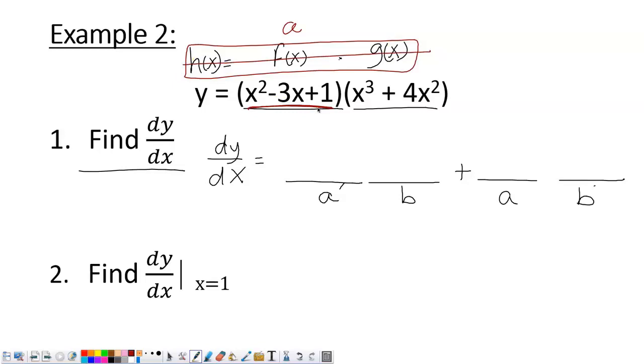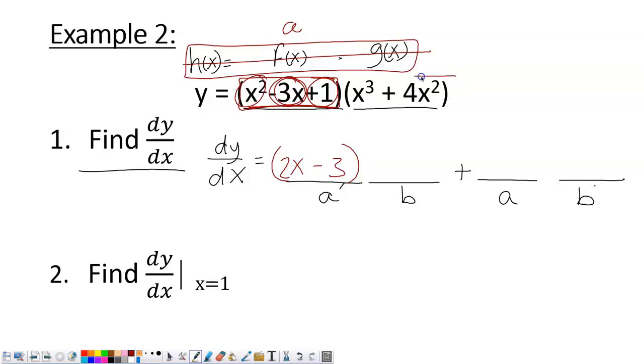So what is the derivative of this piece right here? Well, to take the derivative of that, you got to take the derivative of each piece separately using the sum rule. So the derivative of x squared is 2x. The derivative of negative 3x is negative 3. The derivative of 1 is 0, so we don't need to put it. So there's the derivative of A.